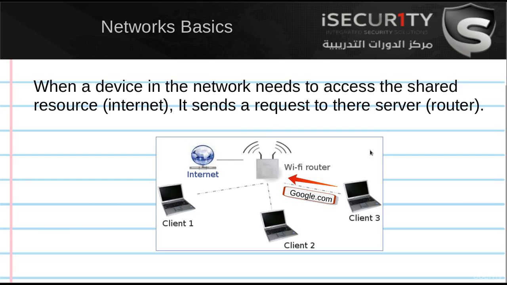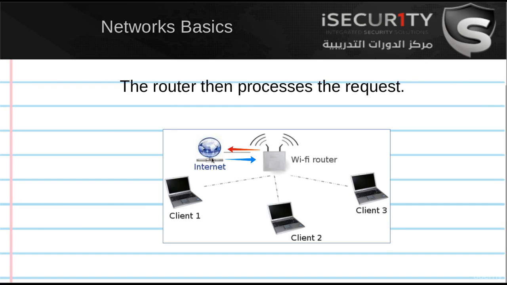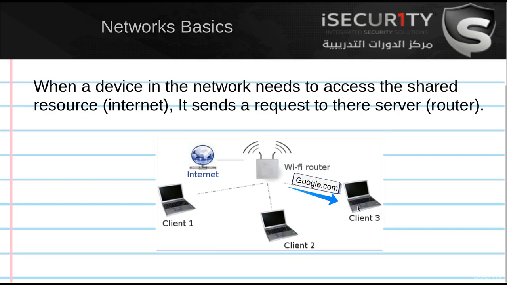So whenever client 3, for example, wants to open google.com, it's going to send a request to the router asking it, okay, I need google.com. The router is going to go to the internet. It's going to grab google.com and then forward it back to client number 3. So client number 3 does not have direct access to the internet. It has to go through the router, and the router is going to bring the request and send the response back to client number 3.